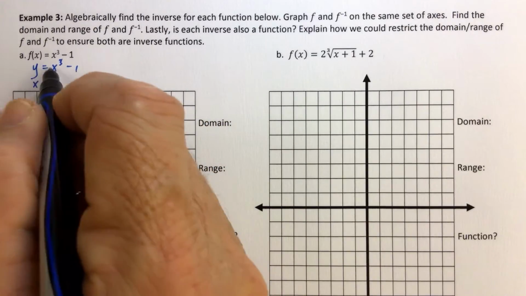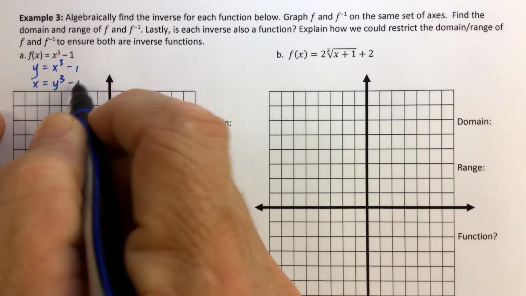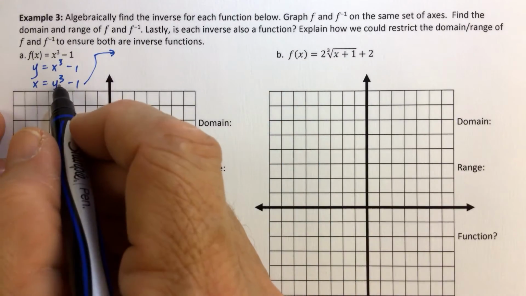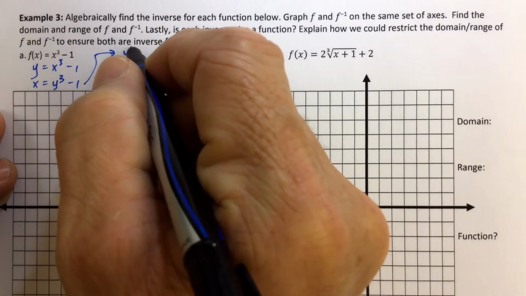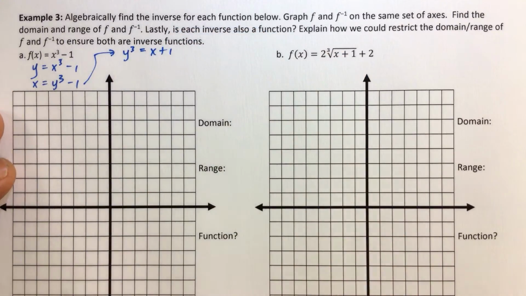So we have, instead of y equals x cubed minus 1, we have x equals y cubed minus 1. So how do we handle that? How do we solve for y when y is being cubed? Well, we're going to add 1 first of all. We're going to add 1 to both sides, and we're going to get y cubed equals x plus 1.